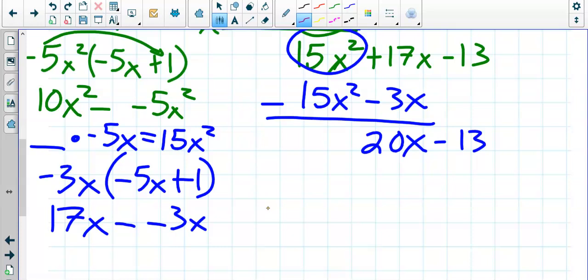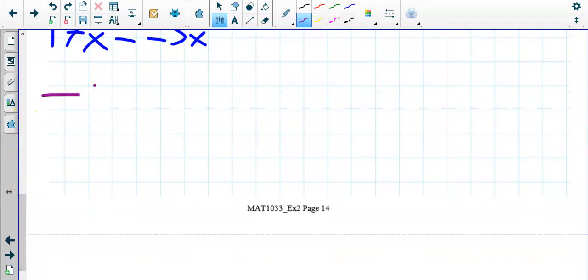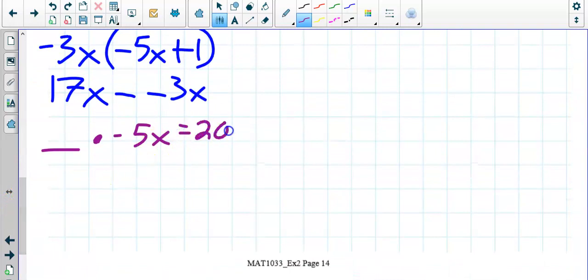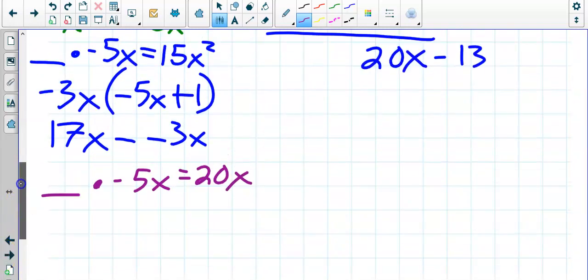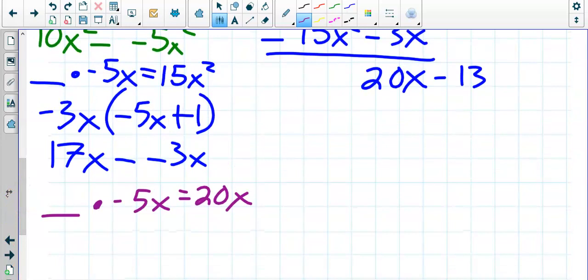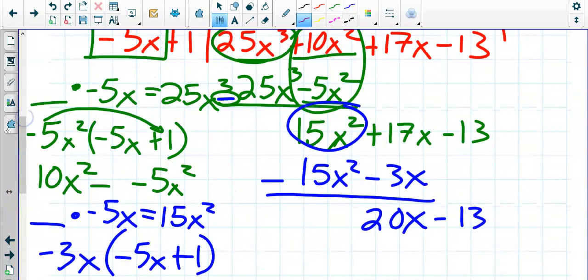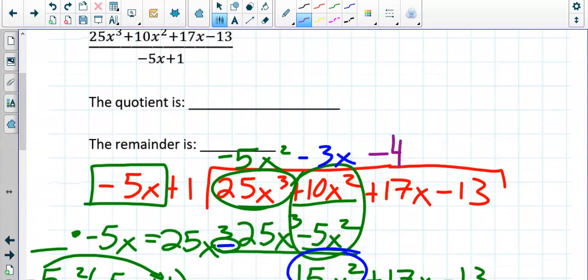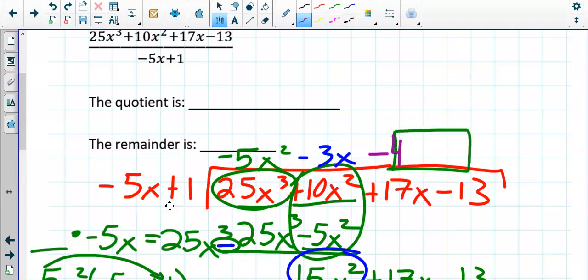So again, we're going to ask ourselves this question. What times negative 5x will give us 20x? A negative 4. So we're going to come up here and write that out. Negative 4. And now we're going to take this negative 4 and we're going to distribute it through.